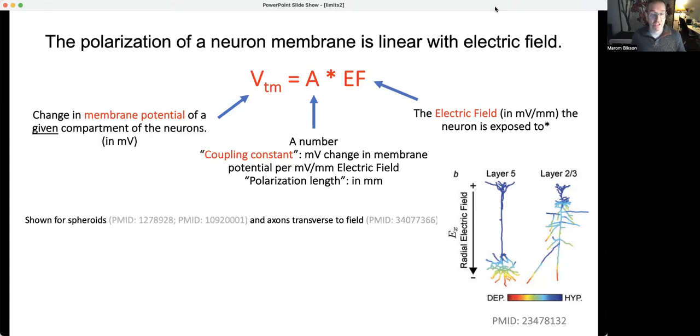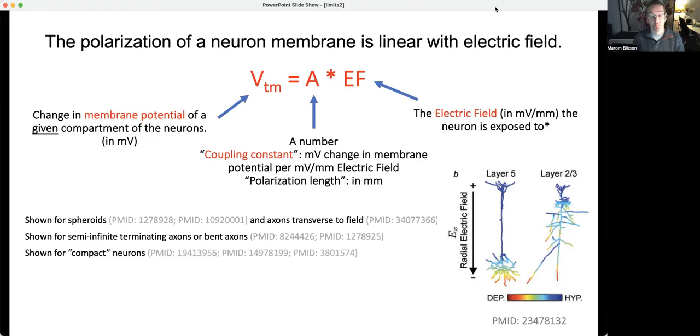Now, this equation has been worked out extensively and over years, and I'm giving a bunch of references here based on PMID. It's been shown to be more or less correct for spheroids. It's been more or less correct for when you have an axon in a transverse passing electric field, which is not the typical form of stimulation for axons. It's been shown by my lab and others to be the case for axons that are sort of infinite and then they suddenly terminate, or axons that make a very sudden bend. They will polarize according to this rule.